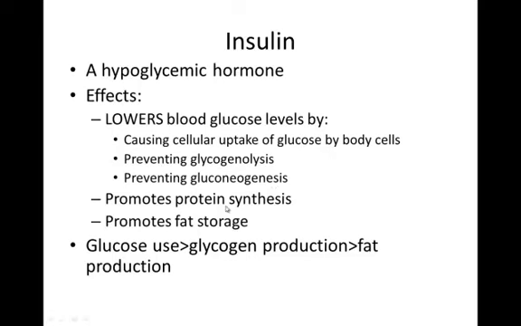Insulin also promotes protein synthesis, so it has an anabolic effect, and it also promotes fat storage. So what insulin does is it encourages us to take up our glucose first, but if we have a lot of glucose, then the next thing after we take up the glucose that we need is it encourages the production of glycogen by our liver and also our skeletal muscles. And then if we still have glucose left over, it encourages the production of fat. So this is the order that it does this.